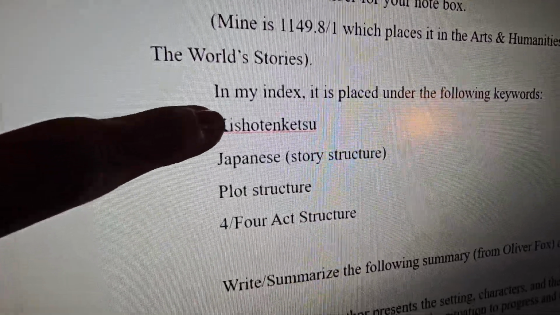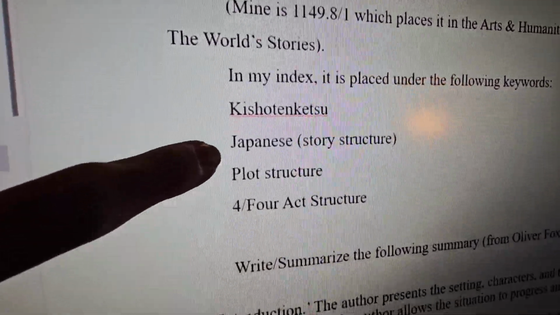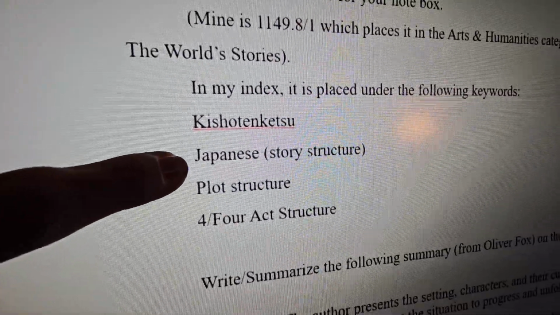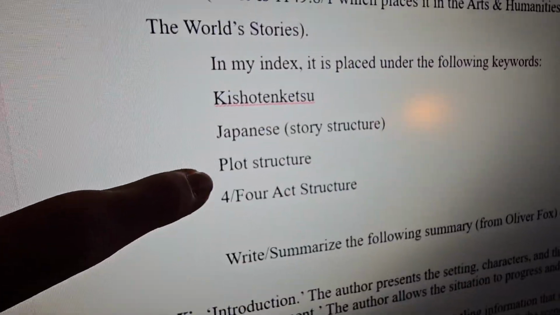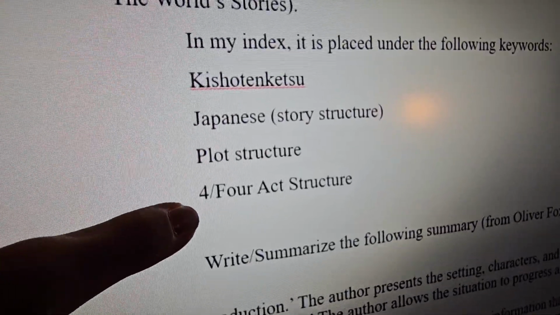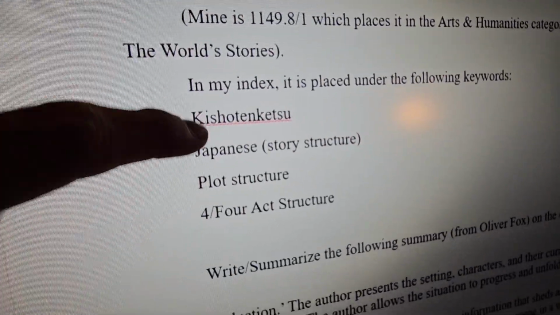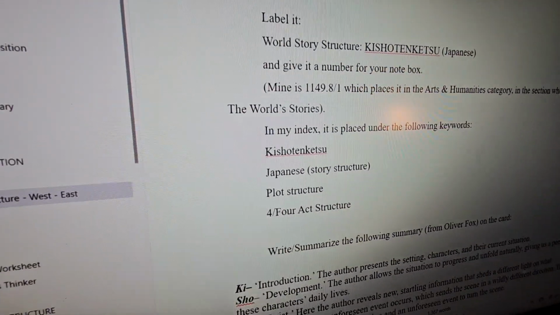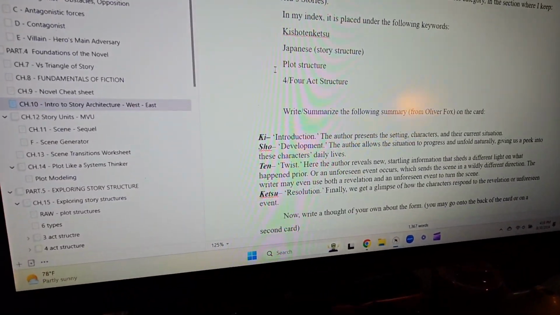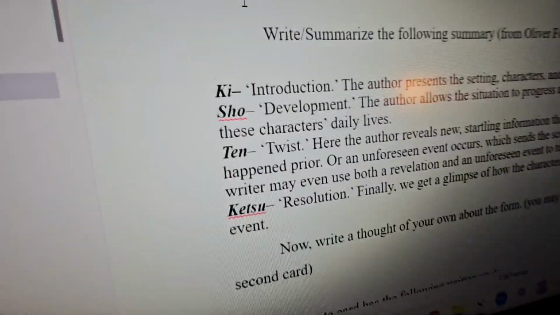Each of the syllables has a meaning. I'll get to those below. It goes in my Zettelkasten index under Japanese story structure, under P for plot structure, and under F for the four-act structure. So that's where it's filed in my box, in my Zettelkasten. And then I'm going to give you a little sneak peek at what it means.